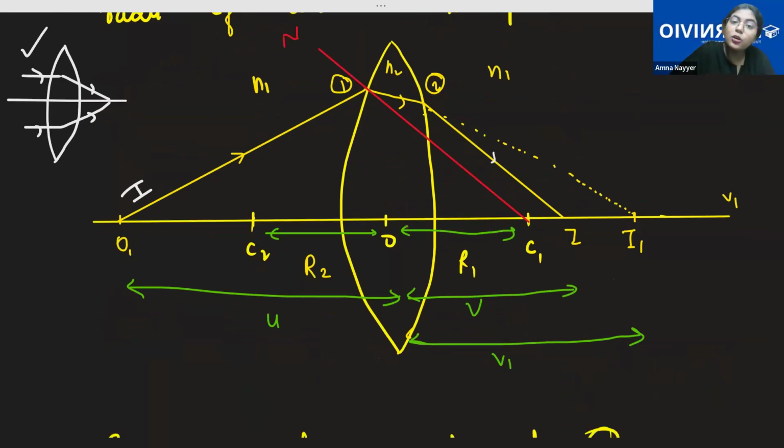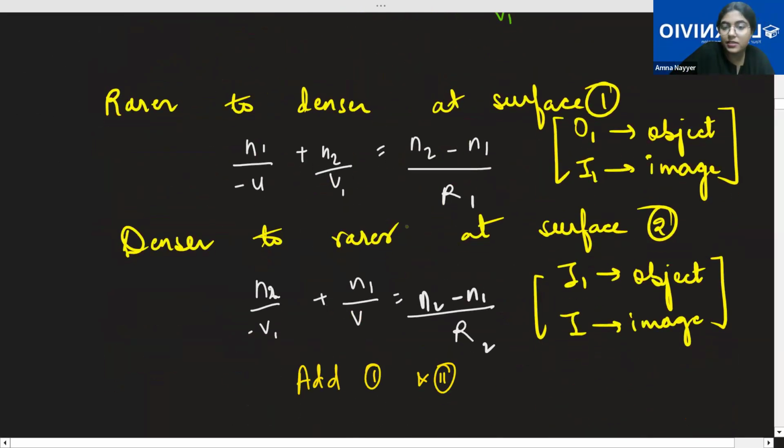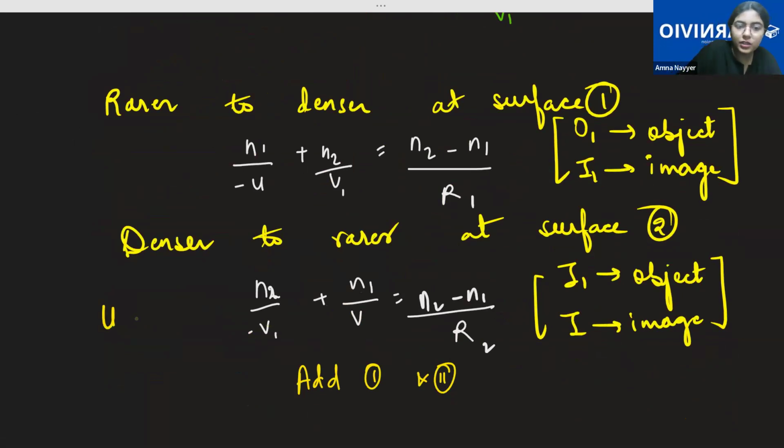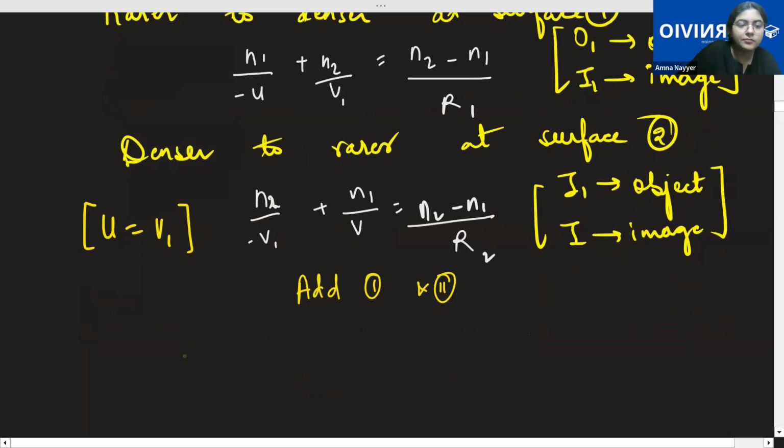And we will be taking the formula for denser to rarer, N2 by minus V1 plus N1 by V. This is actually minus U, but here U is equal to V1. So we have taken minus V1. So I1 is our object and I is our final image. These two equations are sufficient. We'll be just doing slight calculations, manipulations, and we'll be using a little concept of lens formula, which I'll tell you in between. See what you have to do. Make the figure, write rarer to denser, denser to rarer equations, add them. Eventually, you'll get the answer by using lens formula. I'll tell you how. Let's add them first.